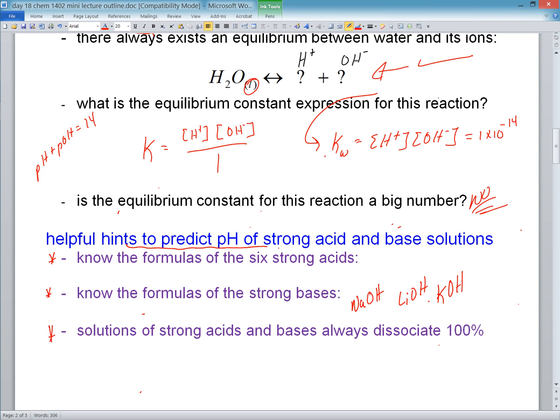Okay, those are your strong bases. Now, why is this such a big deal? Because they dissociate 100%. Well, what does that mean?